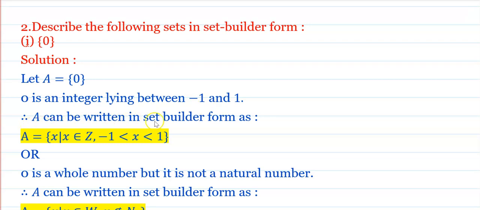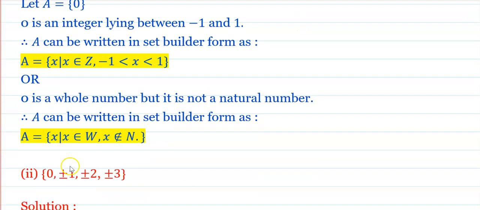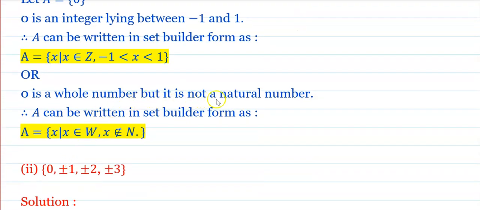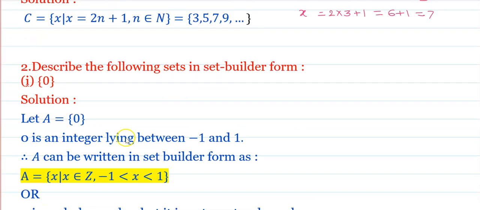A can be written in the set builder form as A is equal to x such that x belongs to Z and x lies between minus 1 and plus 1, or 0 is a whole number but it is not a natural number. A can be written in the set builder form as A is equal to, in curly brackets, x such that x belongs to W and x does not belong to the set of natural numbers. There is only a single number, which is 0, and hence it is in the set builder form.